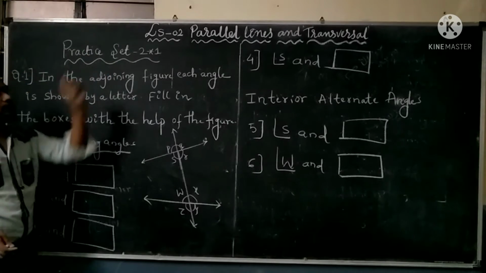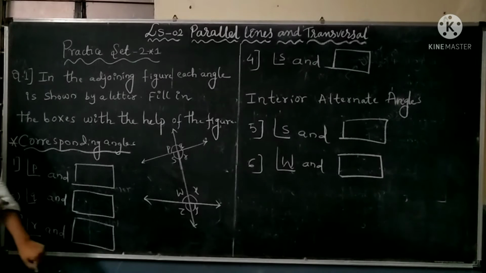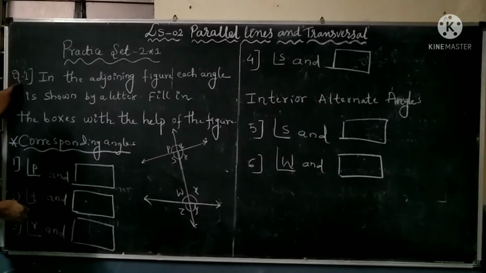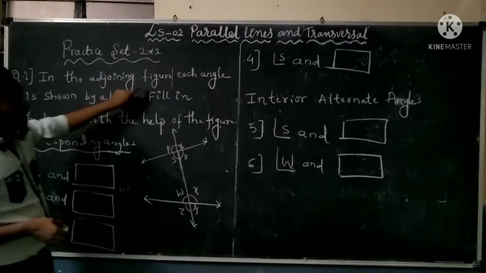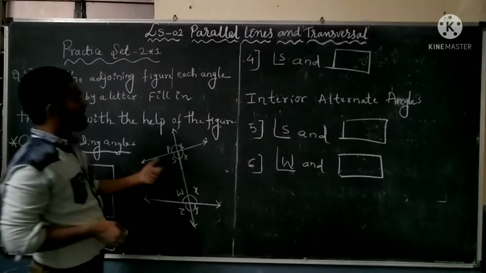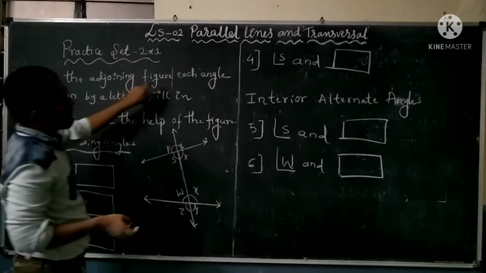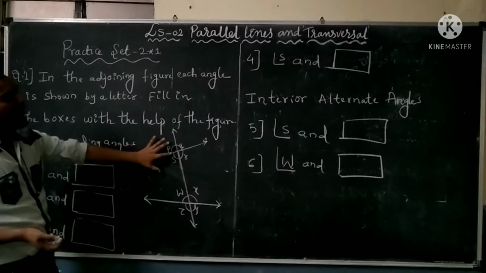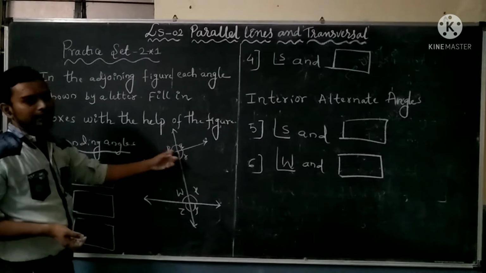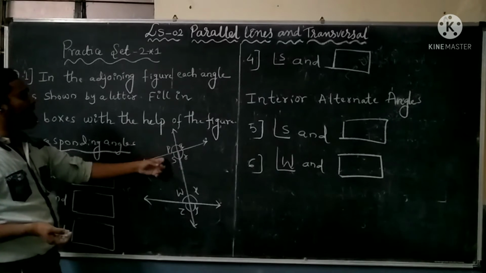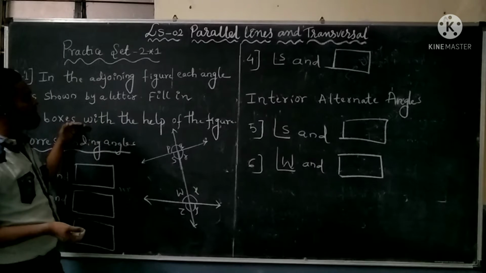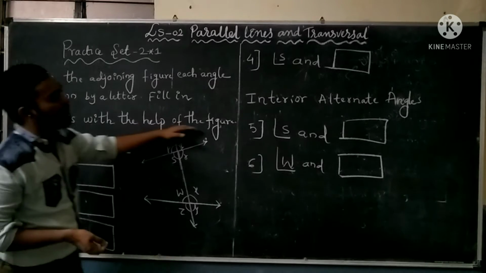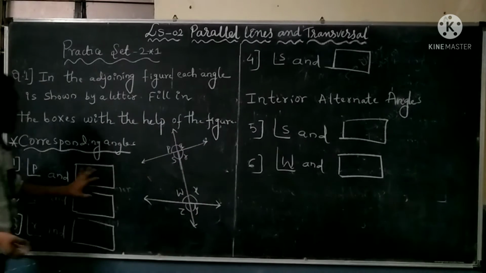Practice set number 2.1. Question number 1. In the adjoining figure, that is the side by side figure, each angle is shown by a letter. Fill in the boxes with the help of the figure.